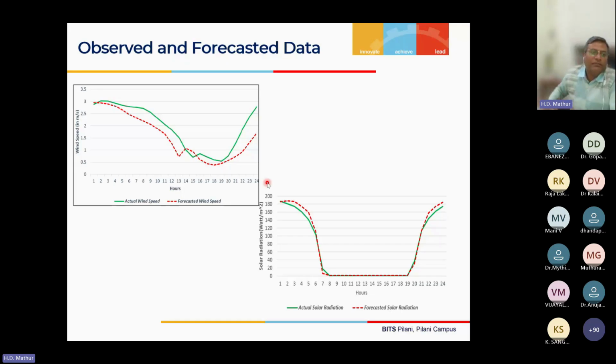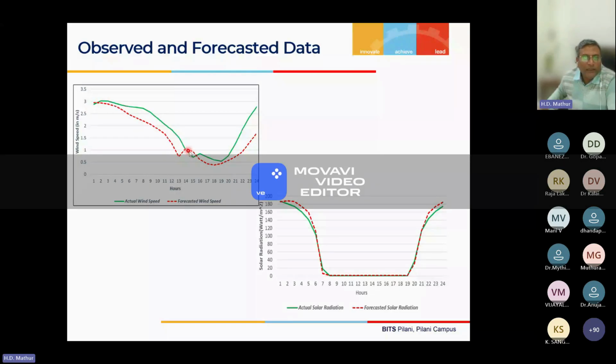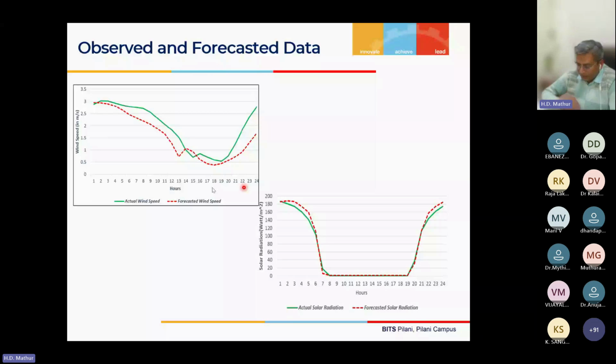So we have wind speed here, and this is the actual one, and this is the one which is forecasted. Similarly, it is also there with solar irradiance, and this is forecasted. Both are very close to each other.